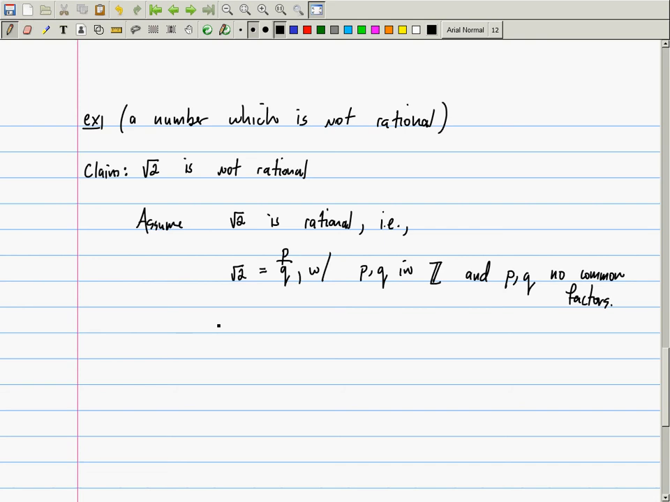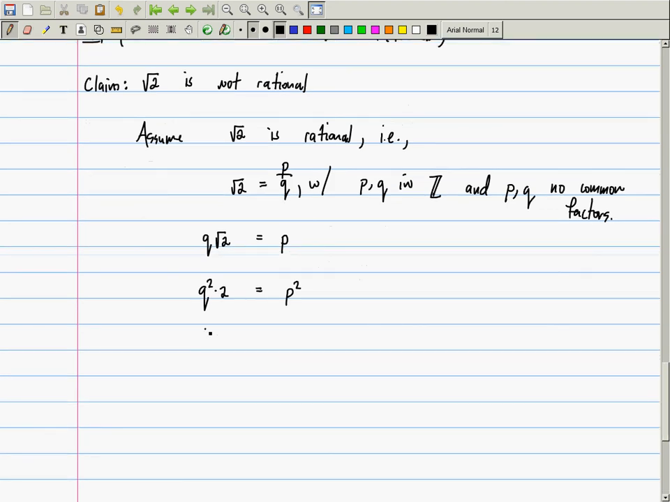Okay? Then I could say that q times the square root of 2 is equal to p. And I can square both sides and get that q squared multiplied by 2 is equal to p squared. So then, what this says is that 2 divides p squared. You can see that p squared is equal to 2 times q squared. So p squared is even. P squared is an even number. So 2 is a divisor of p squared.